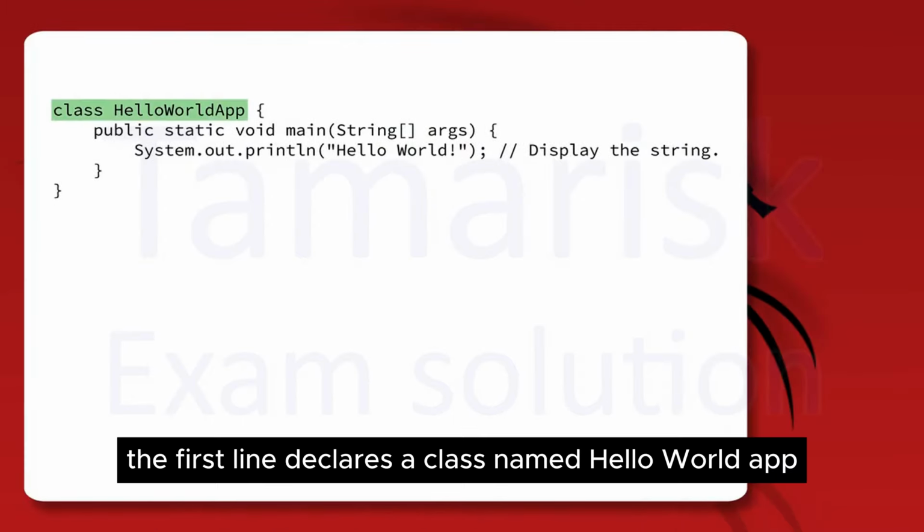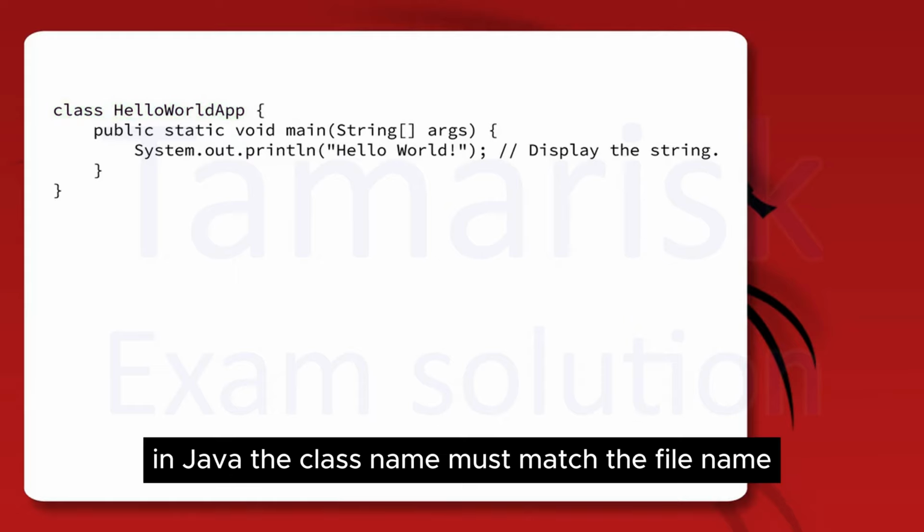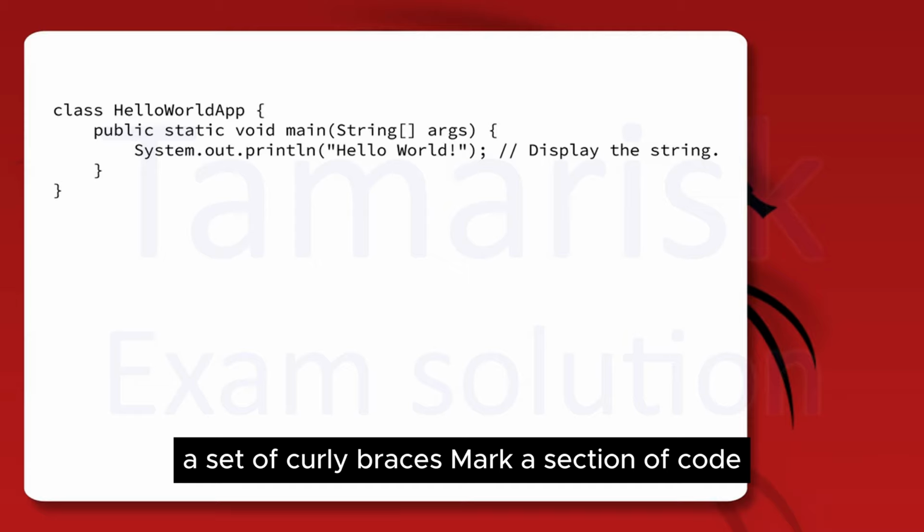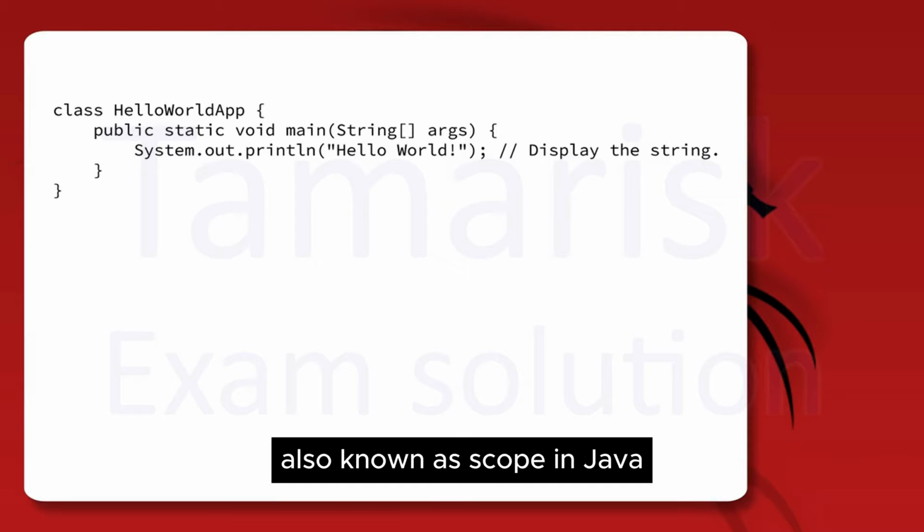The first line declares a class named HelloWorldApp. In Java, the class name must match the file name. The first line ends with a left curly brace. A set of curly braces mark a section of code, also known as scope in Java.